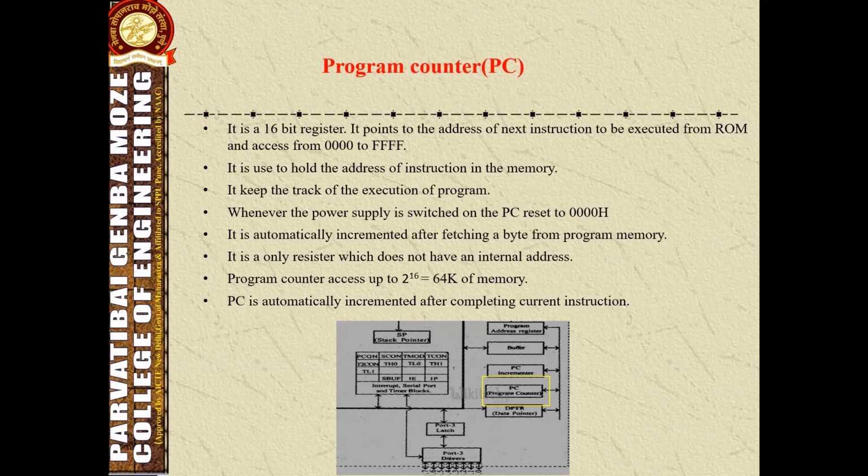Whenever the power supply is switched on, the program counter is reset to 000. While you are doing an operation, if you suddenly switch off the power, after that the program counter will itself reset to 000. It can access the memory locations from 000 to FFFF.